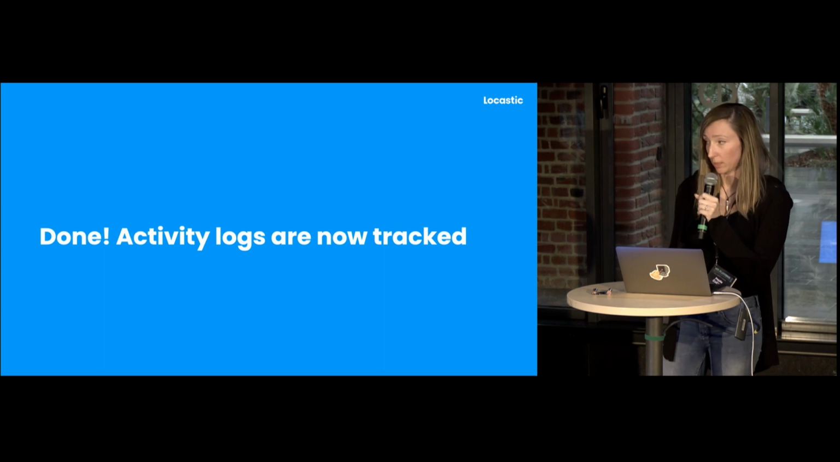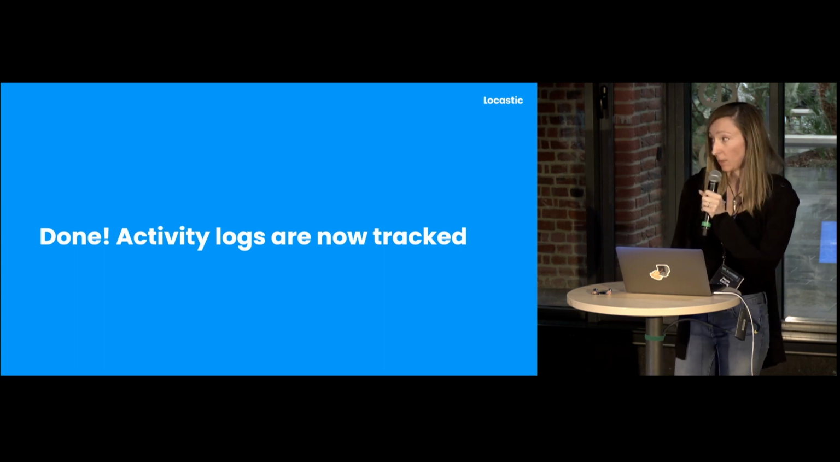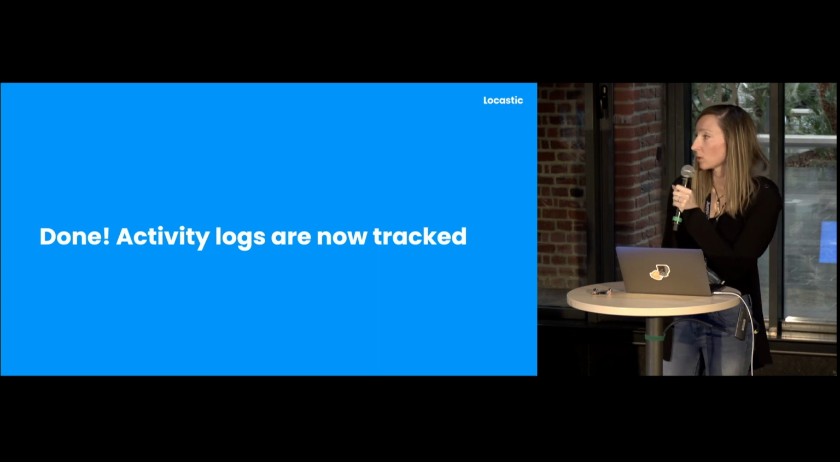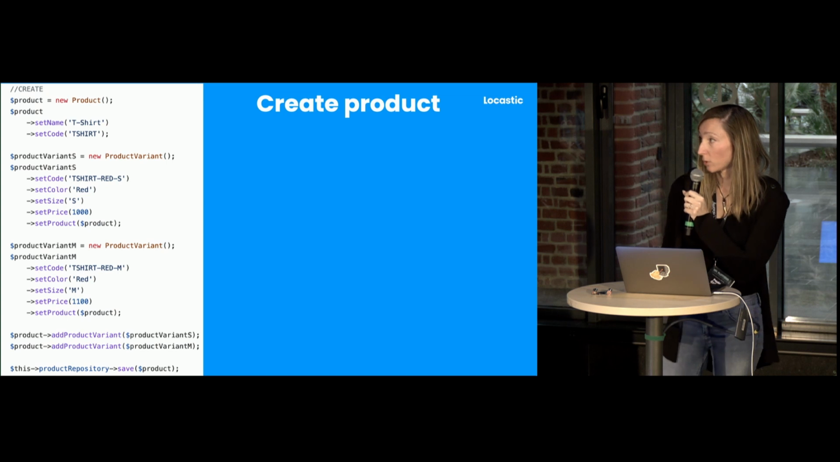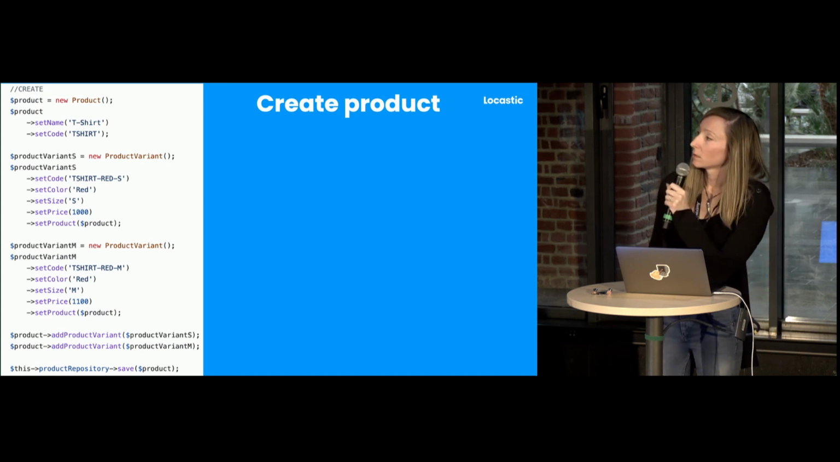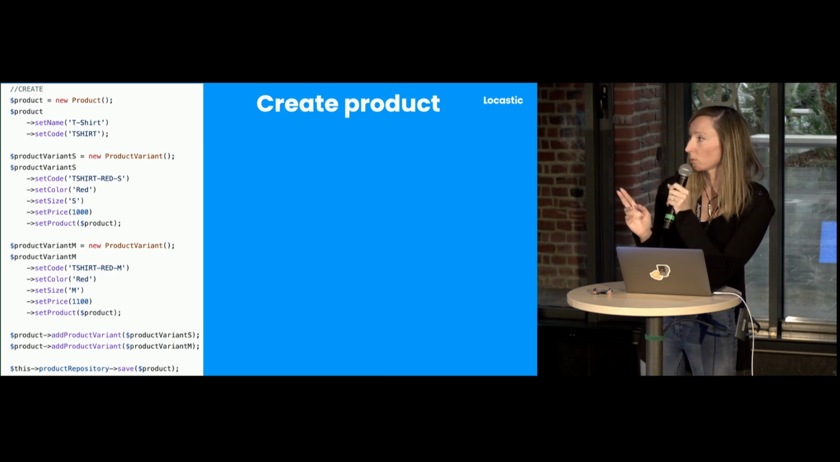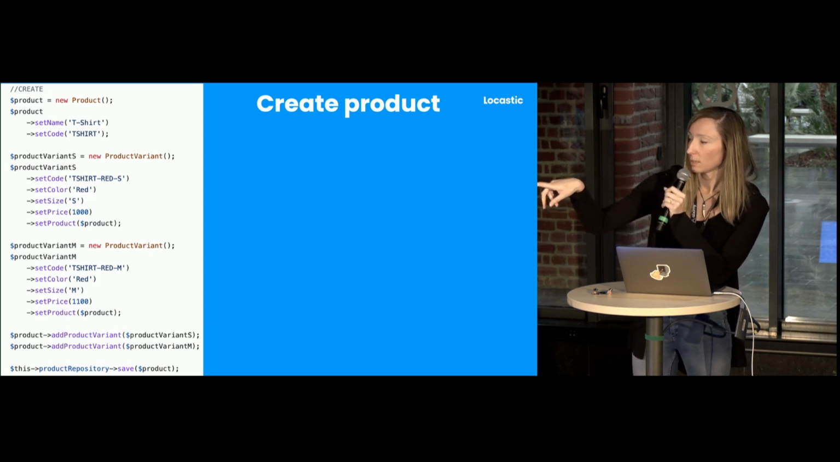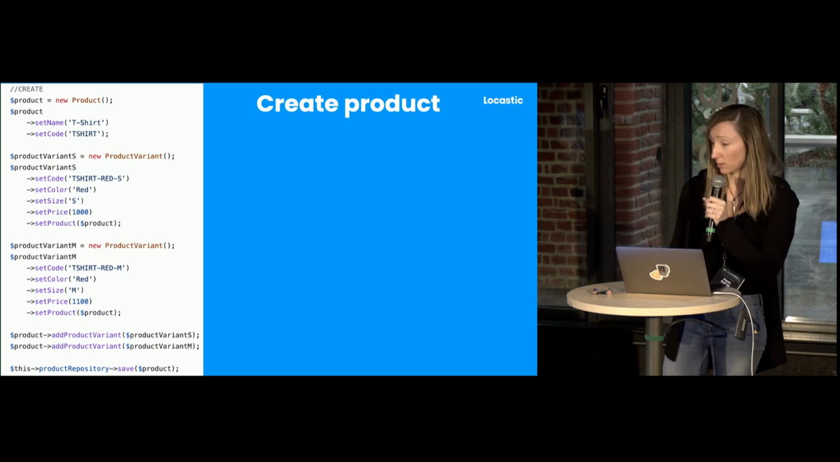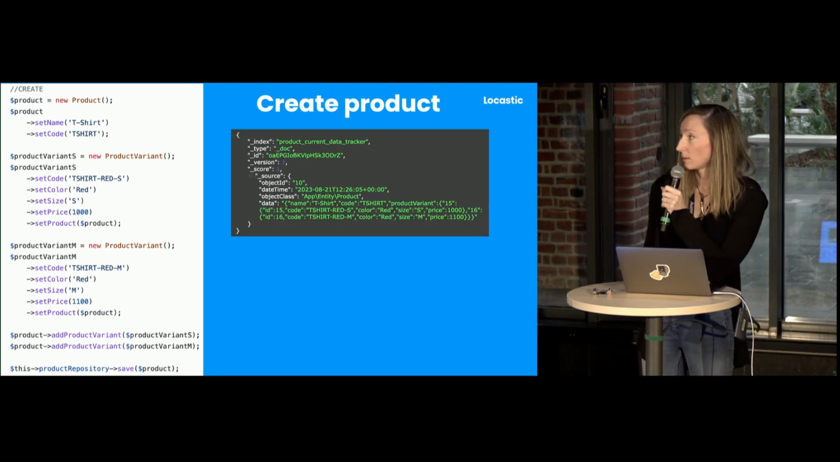It will automatically catch create, edit, and delete changes made on all loggable entities. So let's see some examples. Here we have a code for creating a product. We can see that we created a new product. It's a t-shirt and with two product variants. So first one is a t-shirt red small and the second one is a t-shirt red medium, and they both have different prices.